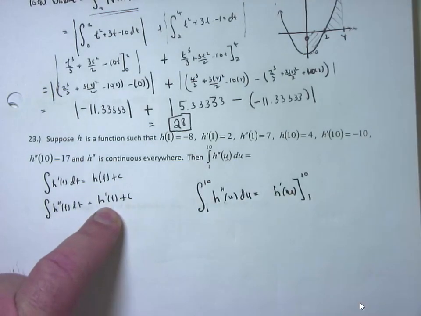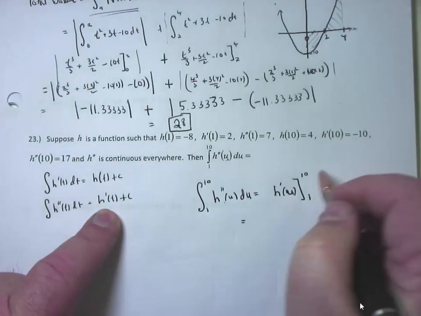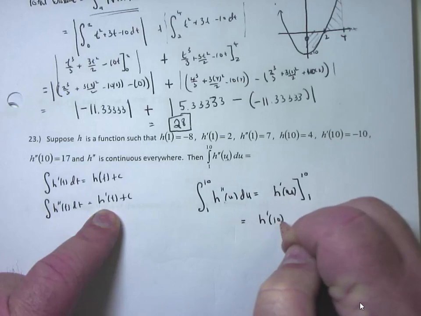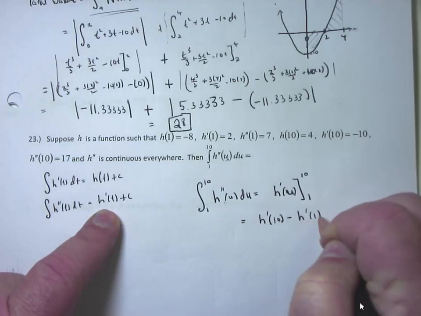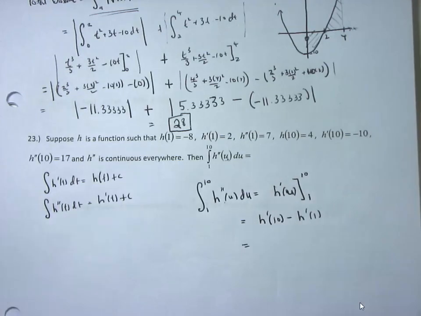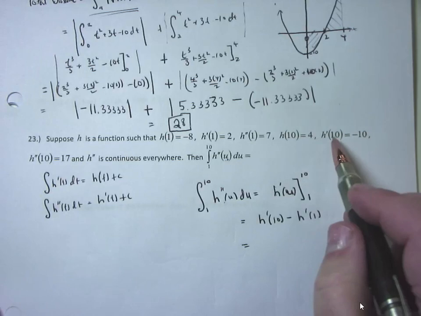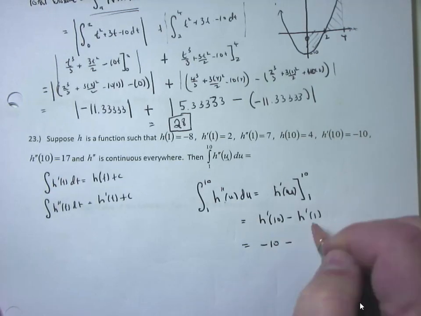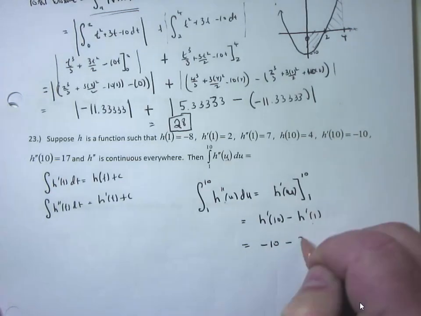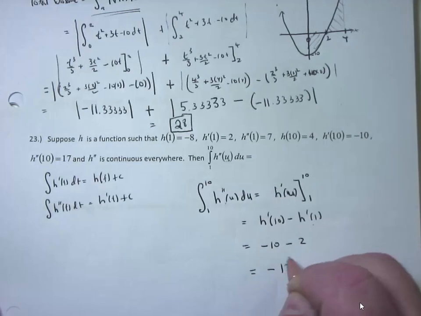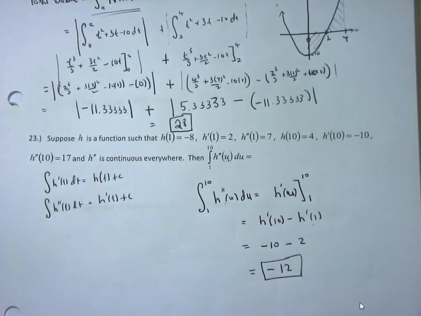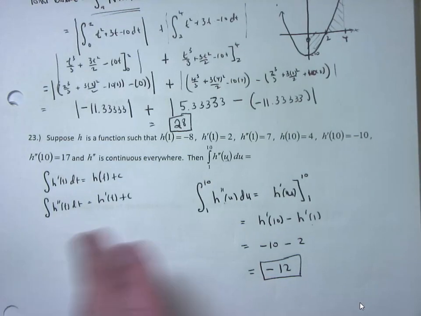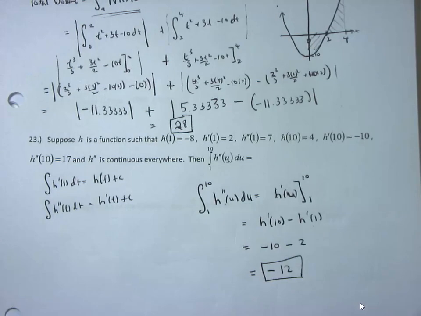Now, according to the fundamental theorem of calculus, what am I going to do? Plug in top, h prime of 10, minus plug in bottom, h prime of 1. So they gave me all this stuff, but all I really need is to know what h prime of 10 is. H prime of 10 is negative 10, minus h prime of 1 is 2, and the answer is negative 12. See, all that other stuff I didn't actually need, because all I needed to know to integrate a second derivative is the first derivative. And since you got bounds, fundamental theorem, plug in top minus plug in bottom.